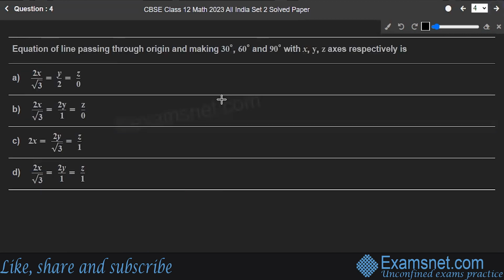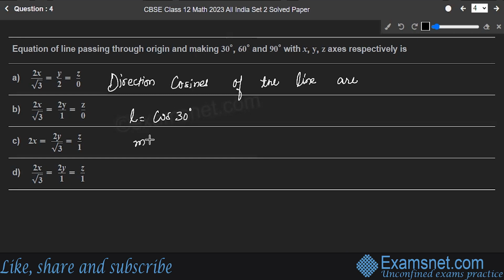Hope you got that. Next is question number 4. Equation of the line passing through the origin and making 30, 60, and 90 degrees respectively with the x, y, z axes is. So here you are given the direction cosines of the line. Direction cosines of the line are l equal to cos 30, m equal to cos 60, n equal to cos 90. That gives you l as root 3 by 2, m as 1 by 2, and n equal to 0.